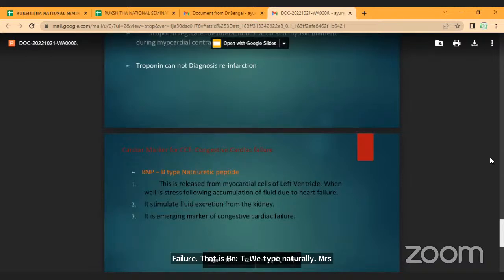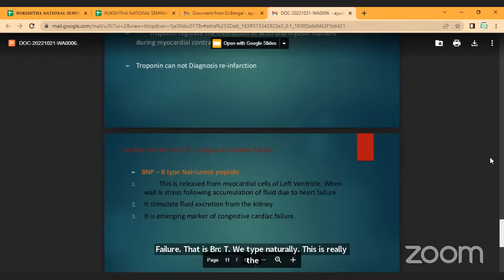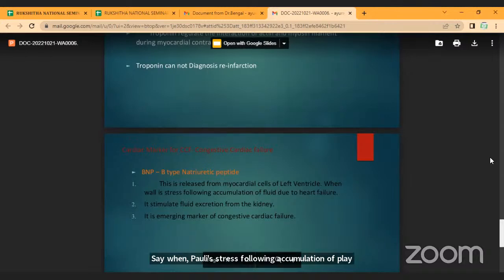This is released from myocardial cells of the left ventricle when the wall is stressed following accumulation of fluid due to heart failure, and it stimulates fluid excretion from the kidney. It is an emerging marker of congestive cardiac failure.